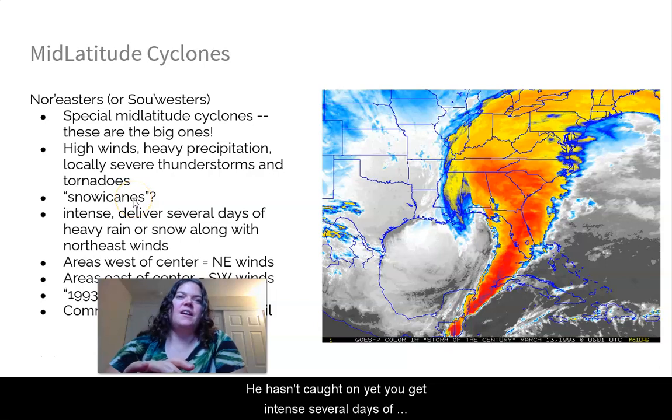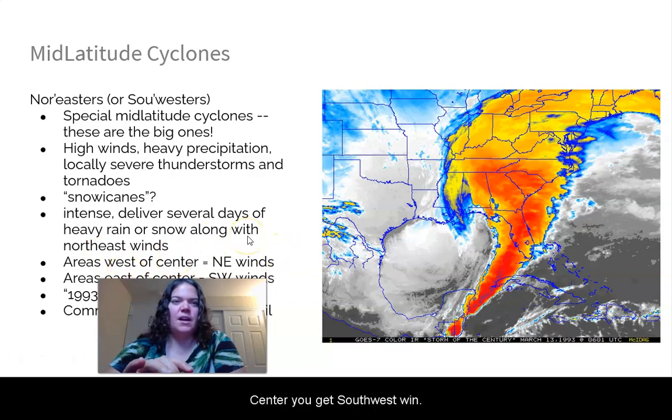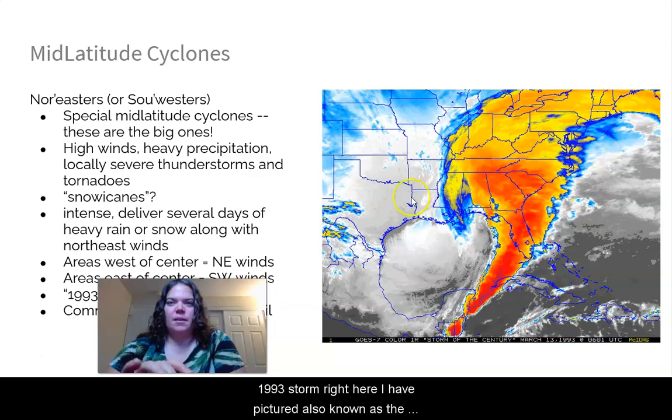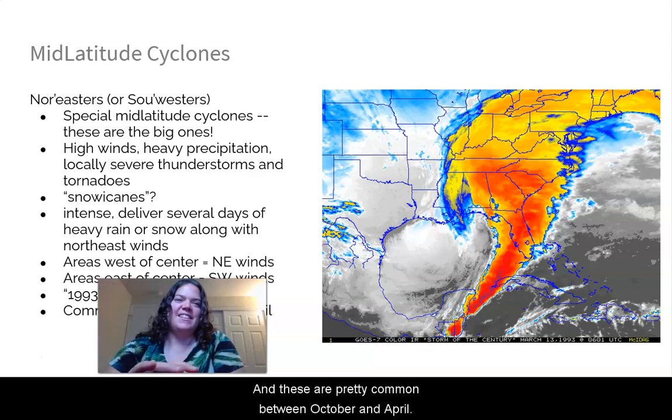You get intense, several days of heavy rain or snow along with northeast winds. So if you're west of the center, you get northeast winds. If you're east of the center, you get southwest winds. 1993 storm right here I have pictured, also known as the storm of the century. You know. And these are pretty common between October and April.